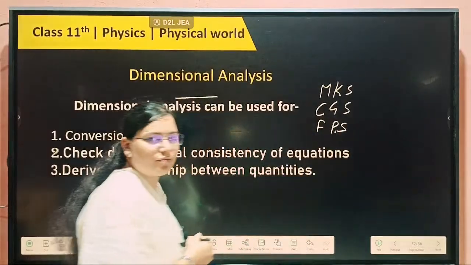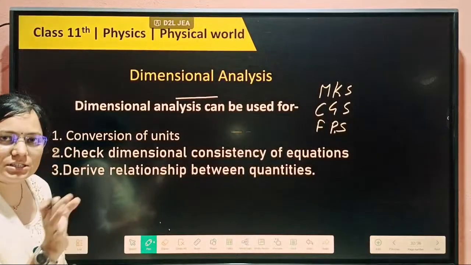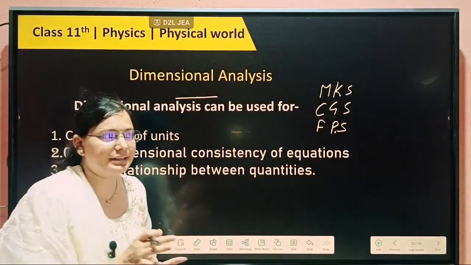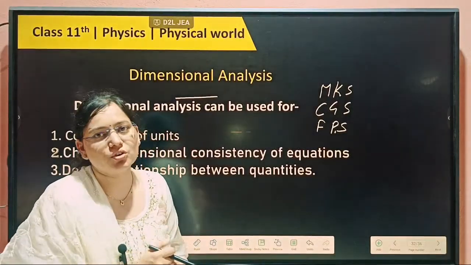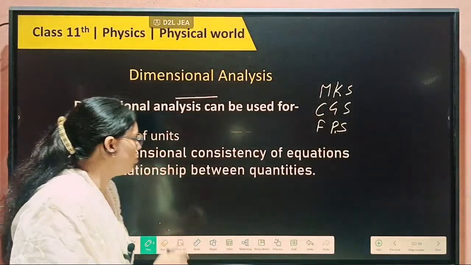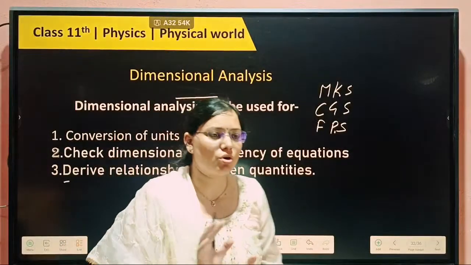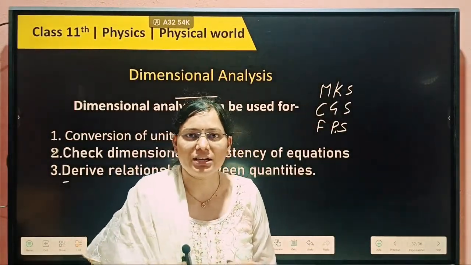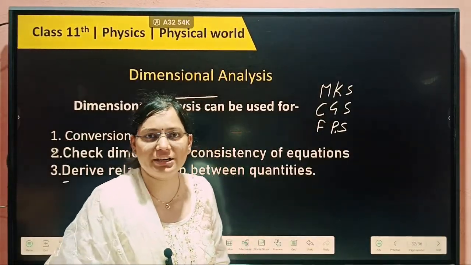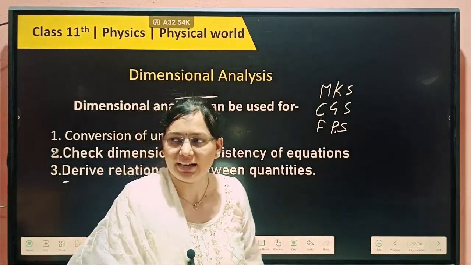FPS: foot, pound, second. Okay, then there is a different use of this one. We can convert one system of units to another system of units. For example, if any term is given in CGS units and you want to convert it into MKS SI units, then we can use their dimensions. Another, the third, is that we can derive the relation. We don't know what the relation between them is, but you want to derive it. If different quantities are given and you want to find the relation between them, then we can use the dimensions.